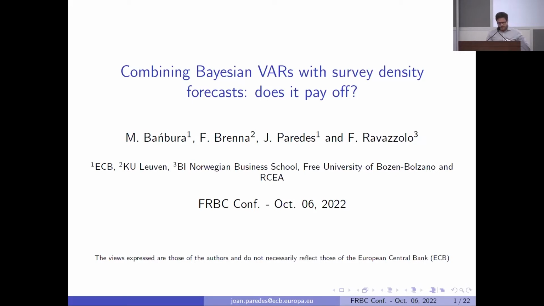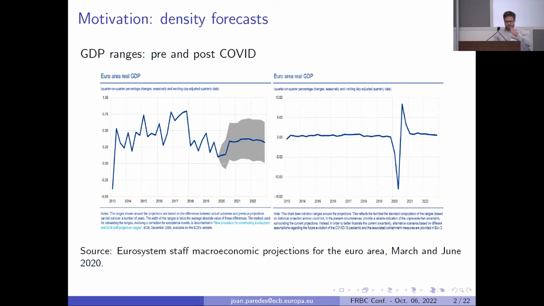So let me start by showing you this picture, and how this project came about. This was before COVID. On the left-hand side, you can see the projection that the European Central Bank was doing for real GDP, I think quarter on quarter. And basically, you see the bands around it. These bands were constructed based on past errors, and that's the way the ECB was publishing.